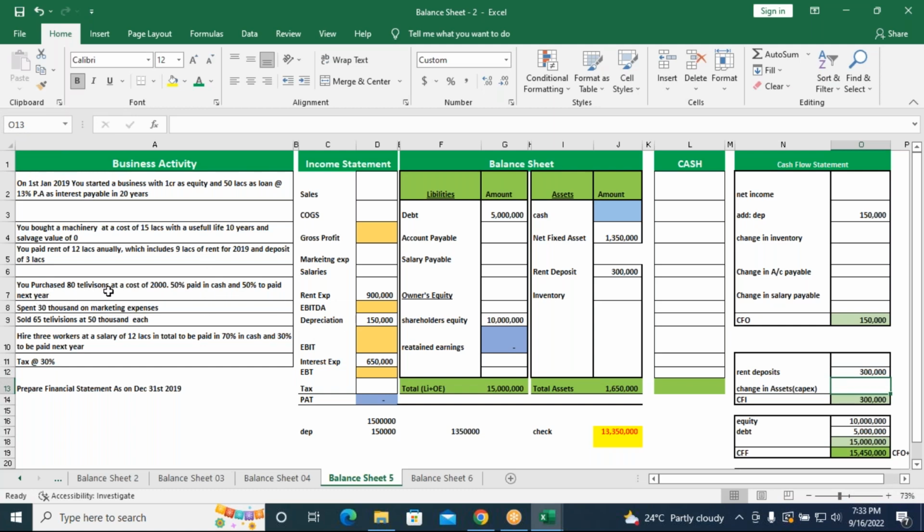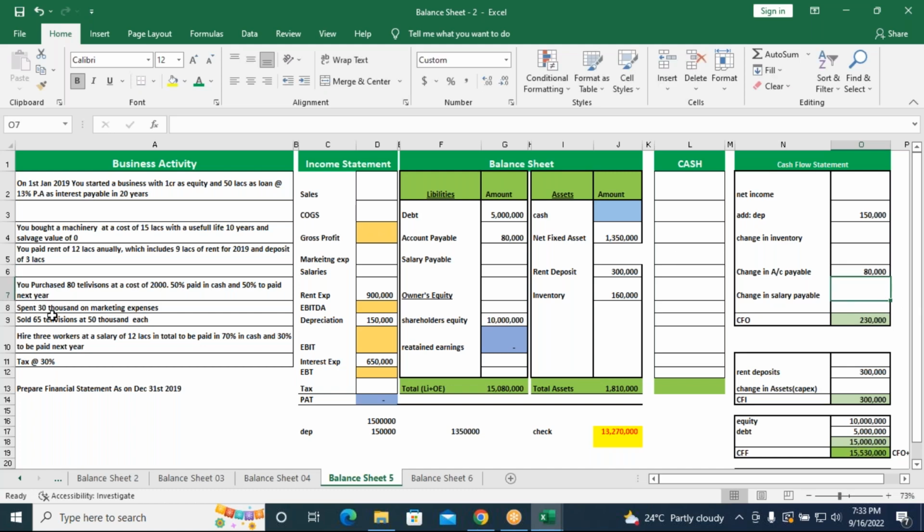Then you purchased 80 televisions at a cost of rupees 2,000. So inventory is equal to, open the bracket, I am purchasing 80 TVs at the cost of 2,000 per TV. Okay. So this is my purchase, out of which 50% I have paid in cash and 50% I will be paying later. So accounts payable will be equal to 1,60,000 divided by 2. If you want, you can also do it by multiplying by 50%. So accounts payable is 80,000, which I am supposed to pay them. Okay.